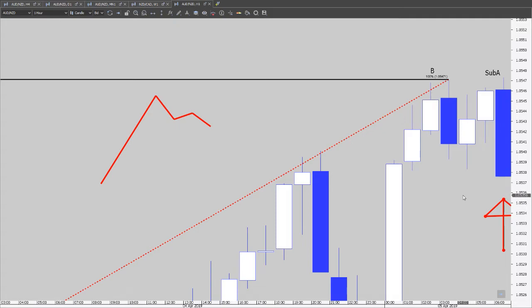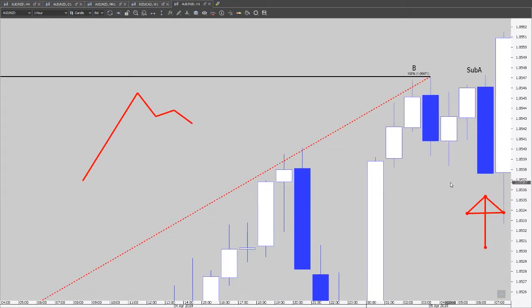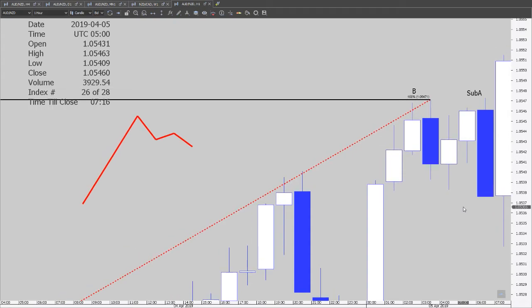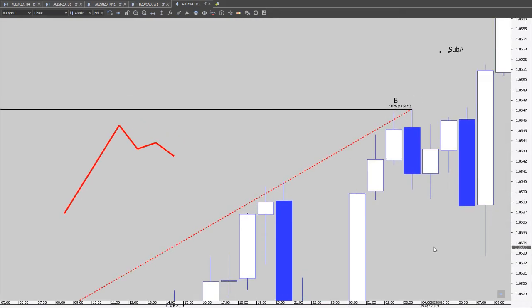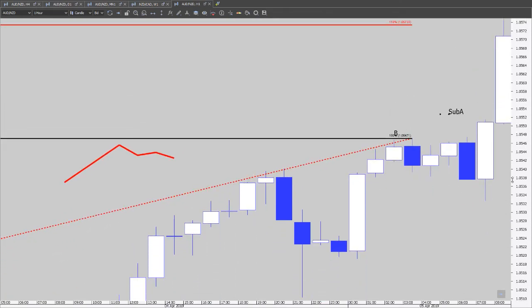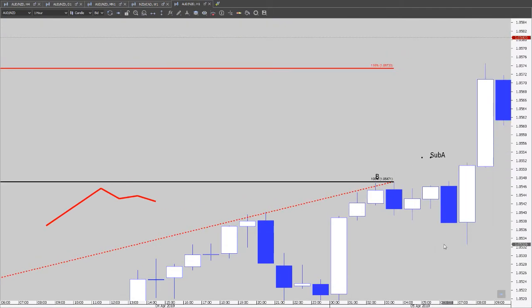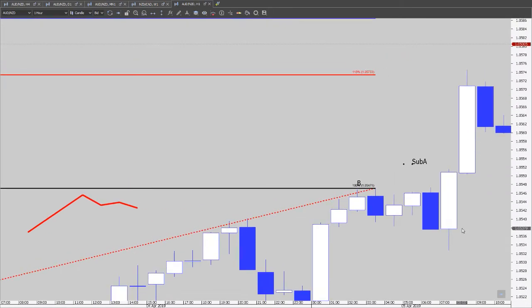Where is our sub B? Well, we want to see a low, right? So let's wait. And as you can see, the market broke our sub A. So we don't have a contrarian Fibonacci, not yet. We are going to wait, right? Wait. And the market moved up. So we are going to wait and wait and wait. Bam. Now we have a high, right? We have a new high.